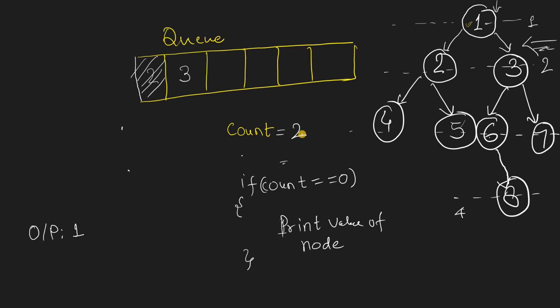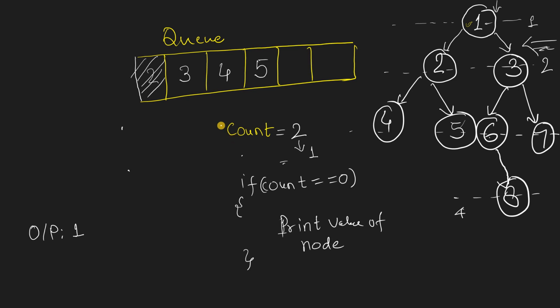After popping 2 from the queue, we will decrement the count. So now our count will become 1. Now we'll push the children of the 2 into the queue. The left child is 4, so we'll push 4, and the right child is 5, so we'll push 5 here. Now our count is not 0, so we'll not print any value here.